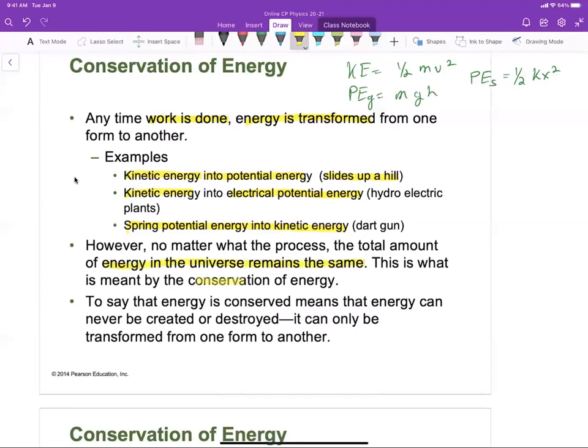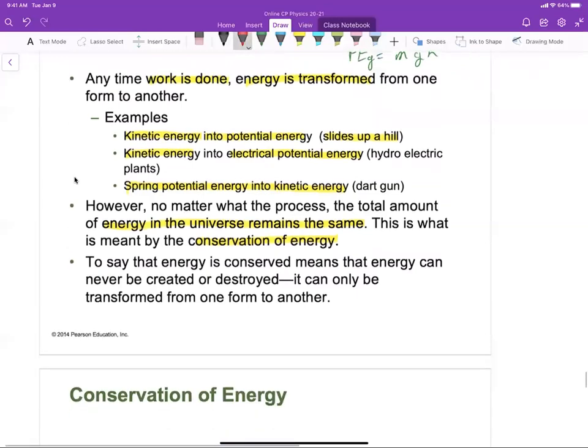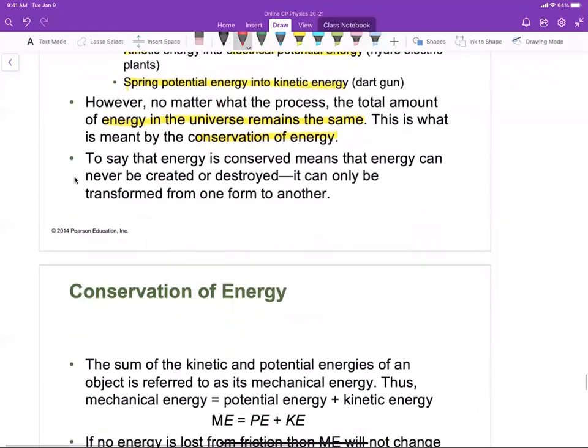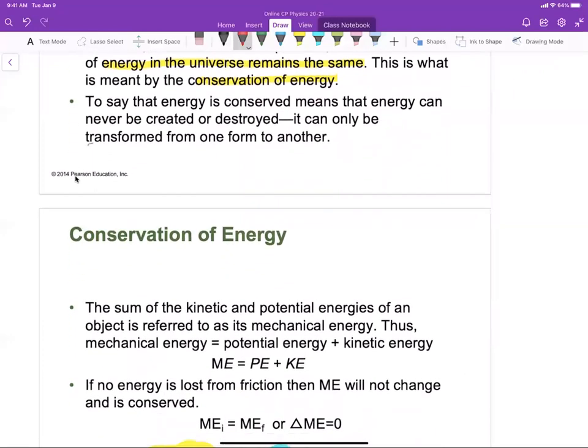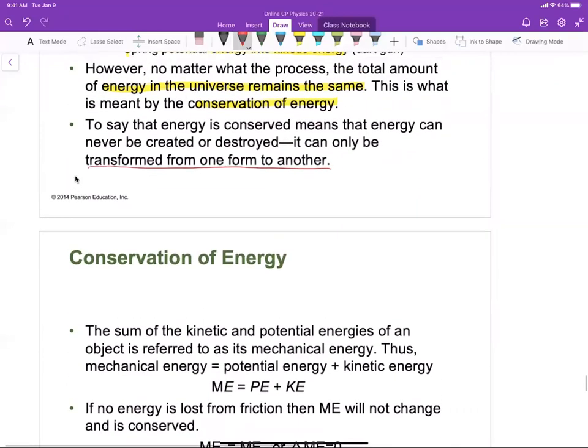This is what we mean when we say energy is conserved. It is never canceled or deleted, so to speak. We are always transferring it from one form to the other. So, what do we mean by conservation of energy? Mechanical energy, let's say initial at some point, has to be equal to the mechanical energy final.